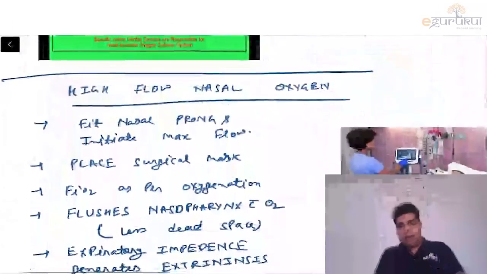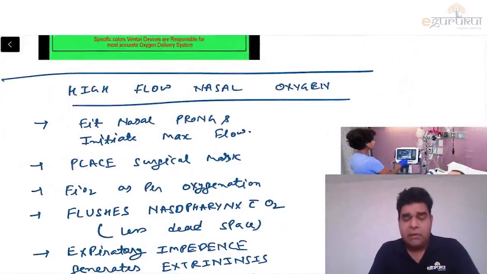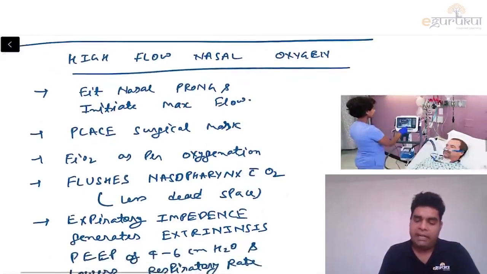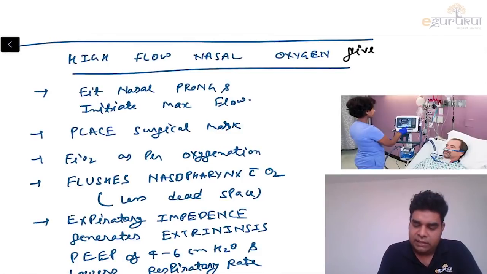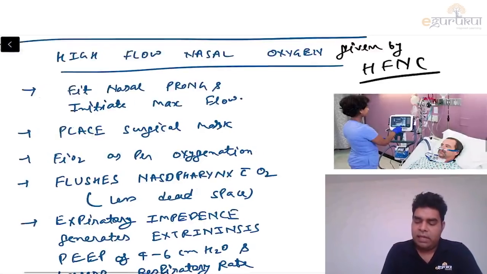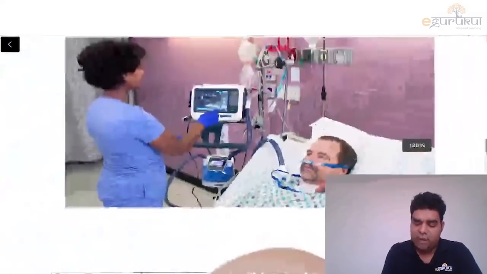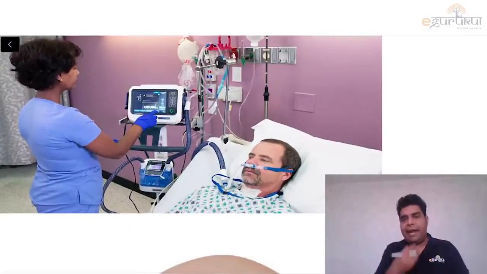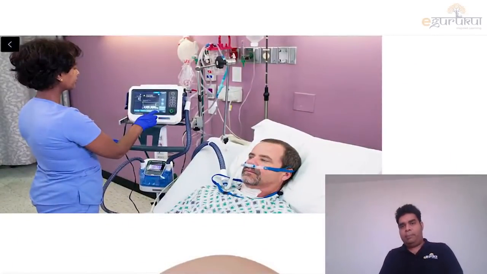Now, if still with a Venturi mask we are not getting the saturation which we want, then we can go to high flow nasal cannula, which gives high flow nasal oxygen. High flow nasal oxygen is given by high flow nasal cannula. So this is the image of a high flow nasal cannula. You can see the patient can eat and talk with it, so it's easy to apply.